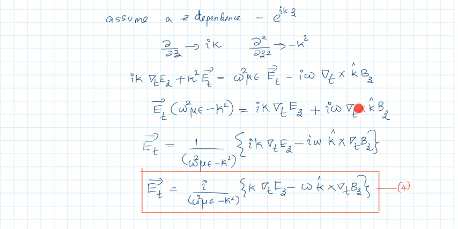You can take this cross product in the k cap cross del t form by putting a negative sign. So this becomes minus i omega k cap cross del t Bz. Okay, so this term will go to the denominator. So Et is 1 by omega squared mu epsilon minus k squared, ik del t Ez minus i omega k cap cross del t Bz. So this is the final expression. You can take i outside. This equation: Et equal to i divided by omega squared mu epsilon minus k squared into k del t Ez minus omega k cap cross del t Bz.